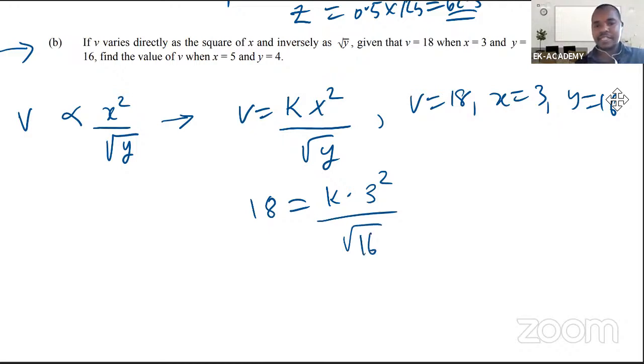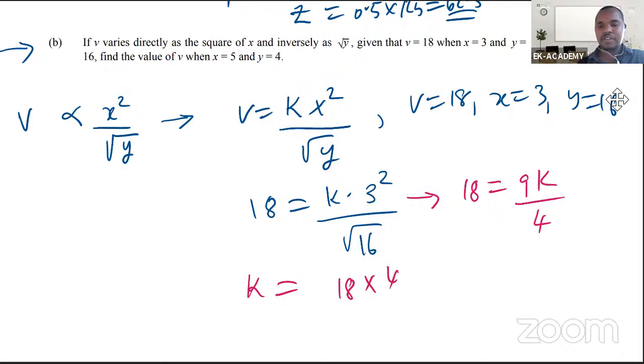It implies that 18 equals 9K over 4. So the value of K here, students, will be 18 times 4 over 9. When you simplify by 9, 1, 2, you get 8. So the value of K is 8. So the equation now will be V equals 8X squared over the square root of Y.